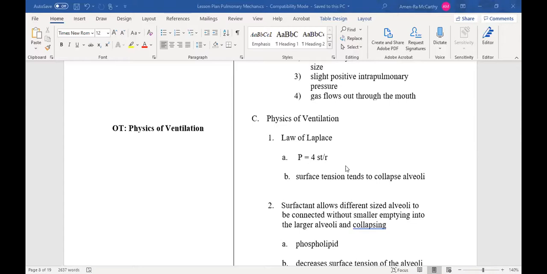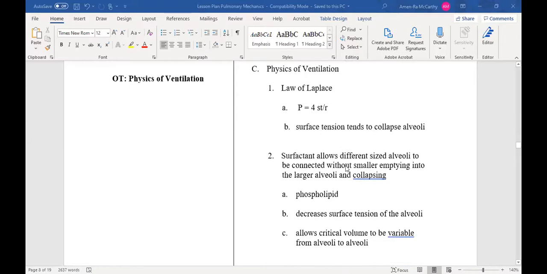Okay, Laplace says, no, this is going to happen. And then your body says, no, it ain't going to happen because I have surfactant. So the law of Laplace says surface tension tends to collapse alveoli. And that's going to happen if you don't have surfactant or you don't have enough surfactant. Number 2 says surfactant allows what? Different size alveoli to be connected without the smaller one emptying into the larger one and collapsing, like we've said.